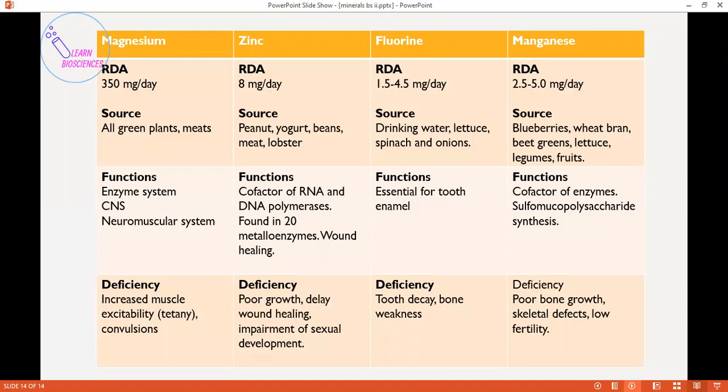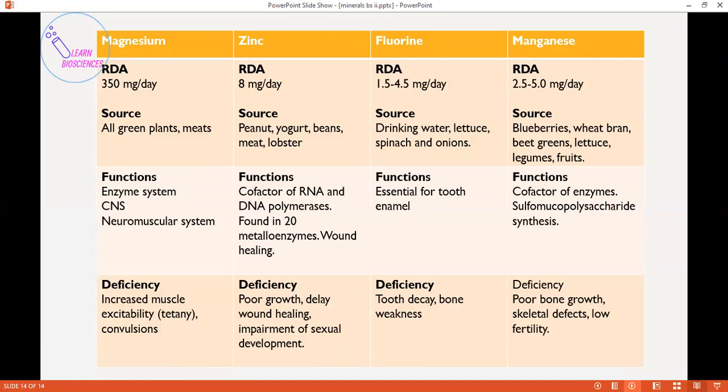So here we have a table of trace elements, trace minerals, which we require in our diet in a very low amount. For magnesium, the RDA is 350 milligrams per day. The sources are all green plants and meats. Function: enzyme system, meaning it is required for enzymes to work as a ligand or a cofactor, for your CNS, like we talk about sodium, potassium, chloride. So magnesium is required for the neuronal cell membrane and neuromuscular system. Its deficiency increases muscle excitability, which is tetany, also associated with calcium.